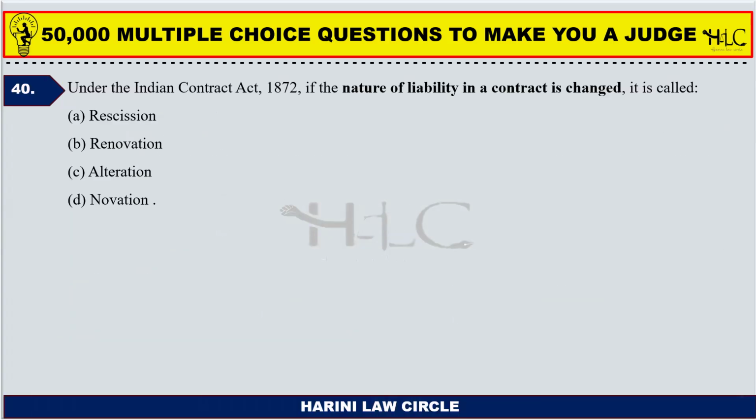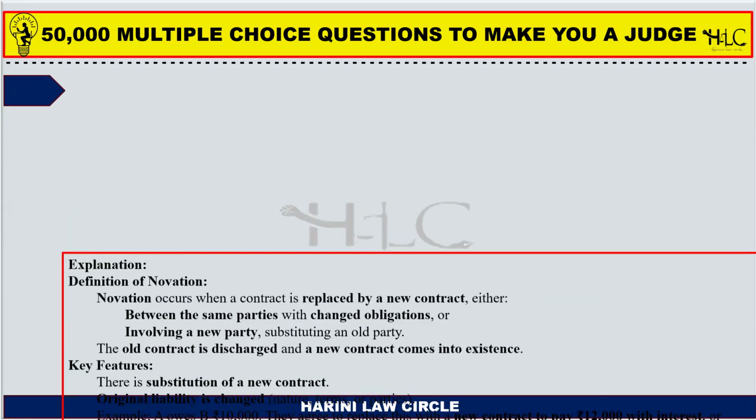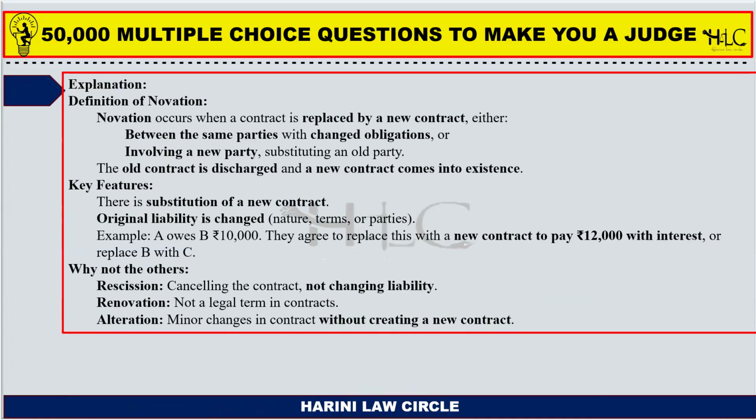Moving ahead, 40. Under the Indian Contract Act 1872, if the nature of liability in a contract is changed, it is called rescission, renovation, alteration, novation. So the correct answer is novation. So I have given you the meaning of what is novation and all the other options, rescission, renovation, and alteration as well.